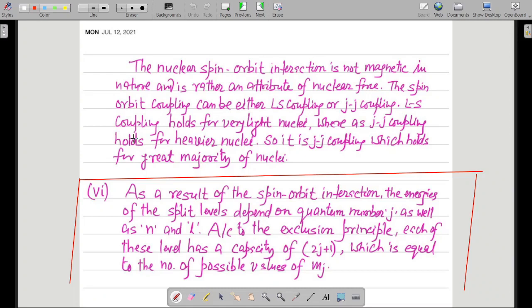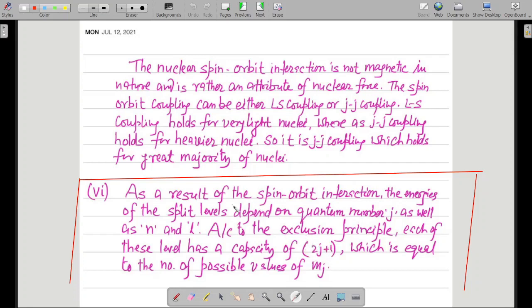So as a result of spin orbit interaction, the energies of the split levels depend on quantum number J as well as N and L. I have already told you that. So according to the exclusion principle, each of these levels has a capacity of 2J plus 1.